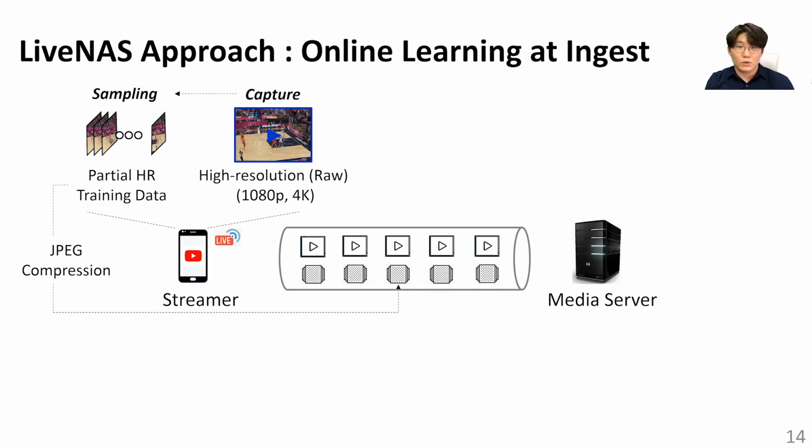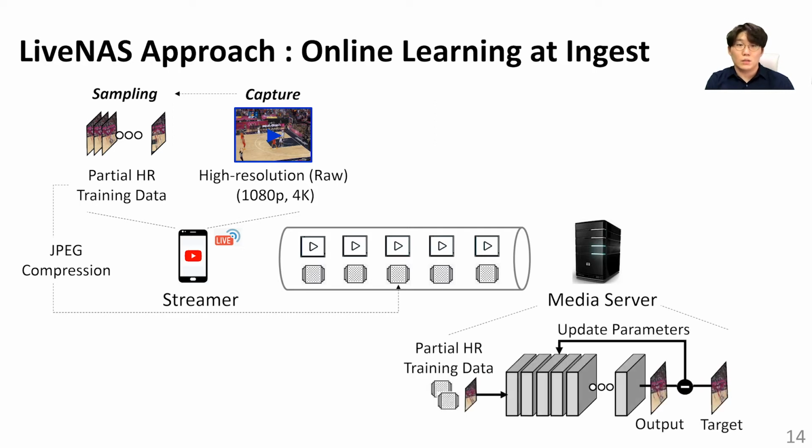At the media server, the online training and inference operate in parallel. The online training learns new features of a video stream online with received patches from the streamer and updates the freshly trained DNN to super resolution processor.